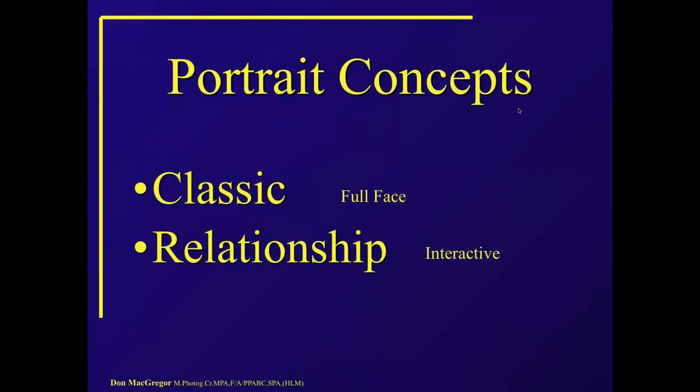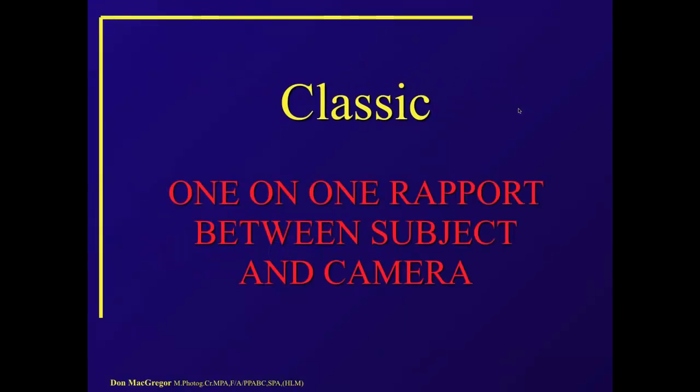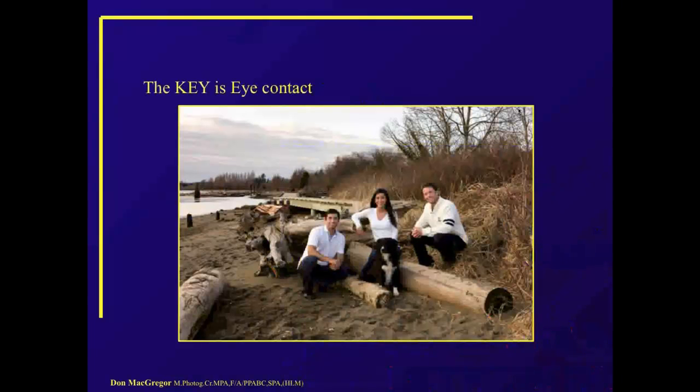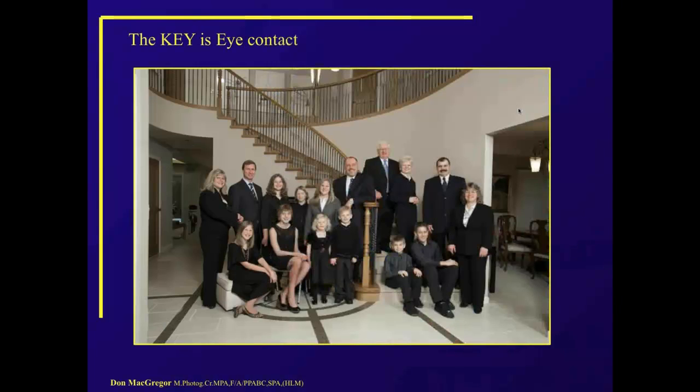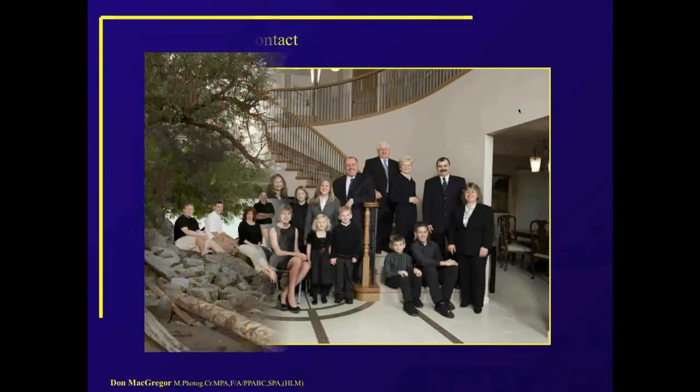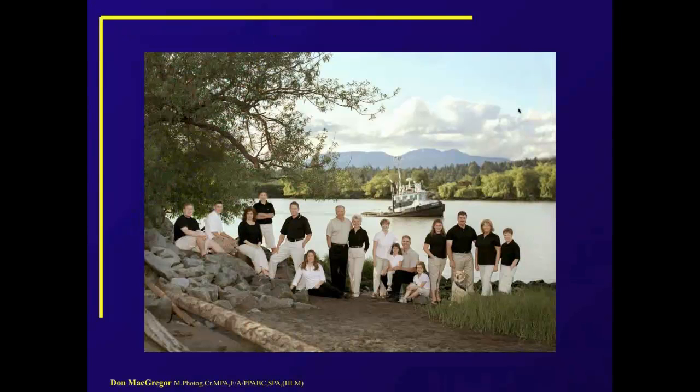Now let's talk briefly here about classic and relationship compositions. These are huge. Classic compositions essentially is a one-on-one rapport between the subject and the camera. Very traditional. Look at these images in here. Very, very traditional. It's a great style of portrait and needs to be done all the time. I love doing this kind of portraiture. One-on-one rapport between the subject and the camera.